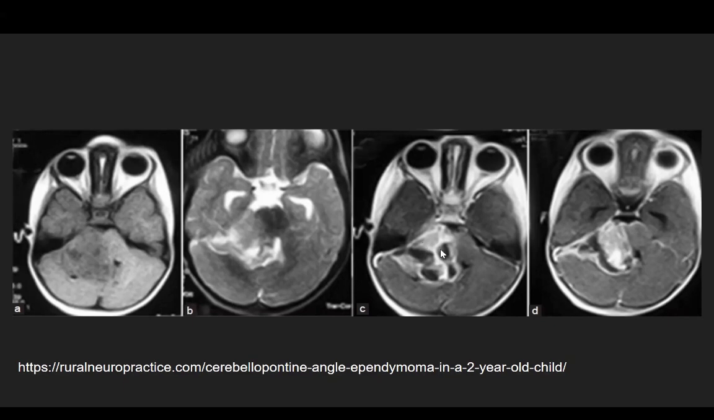Sometimes, but not always. But what is the one feature that goes against dermoid? A, this is not hyperintense on T1, and B, this is paramedian. This is not median. Dermoid is usually in the midline. Epidermoid is usually paramedian or off midline. So, moving on, we have ependymomas.